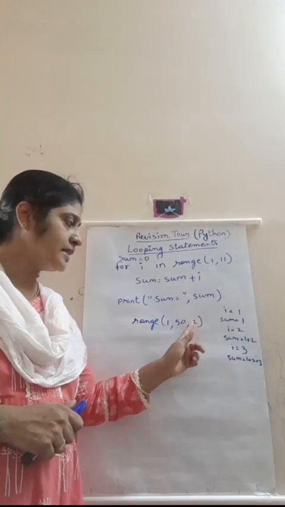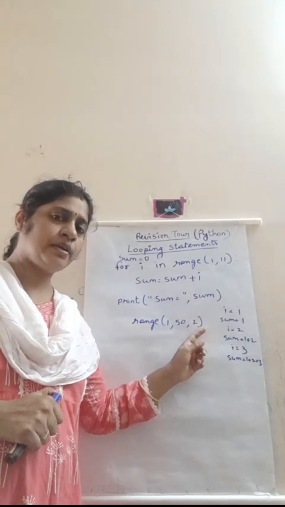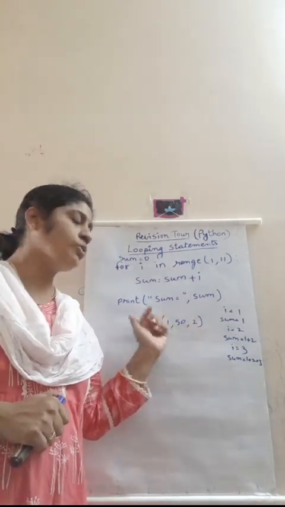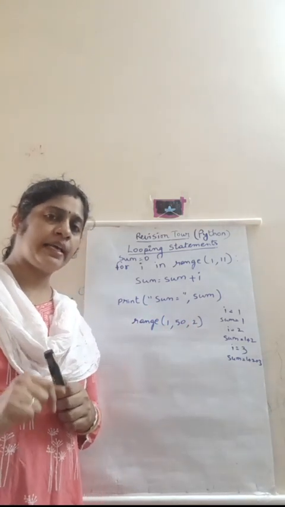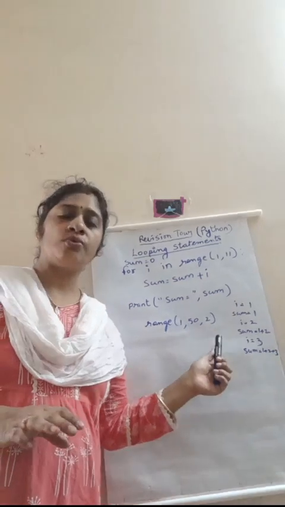So this is the step argument which we are using in range. Now let us write a program to display odd numbers between 1 to 50.